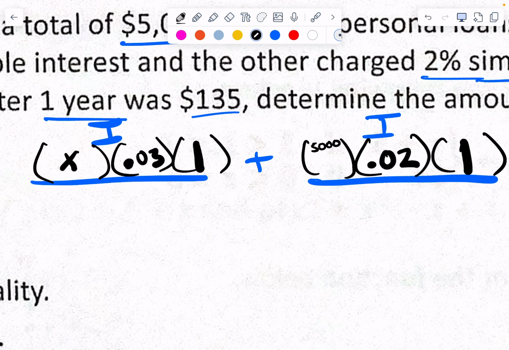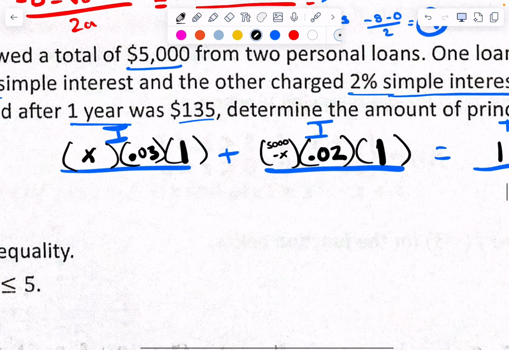5,000 minus x, right? Like if that was $1,000, you subtract that and you'd get $4,000. Okay, now we just solve. What does this all multiply together to make? 0.03x, plus... All right, this one is not doing anything. How do I solve this?